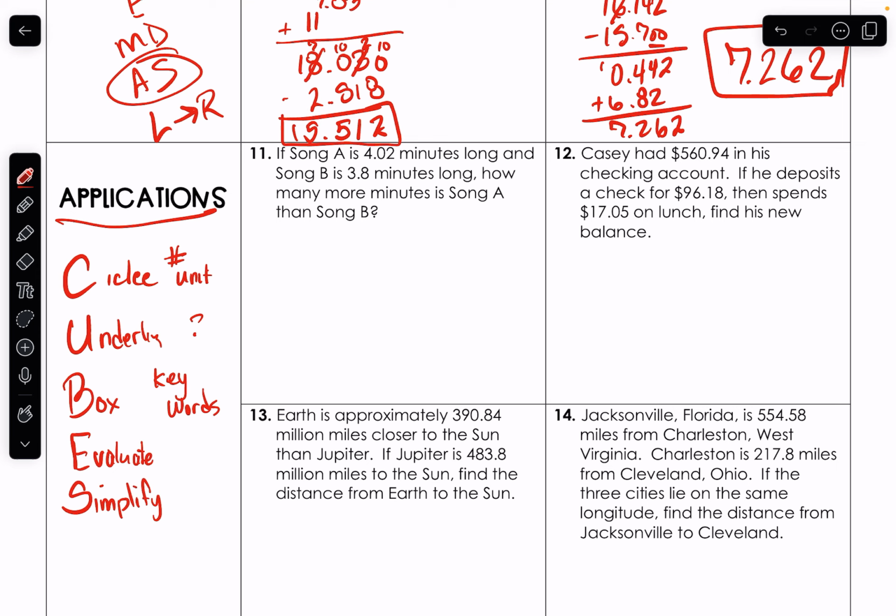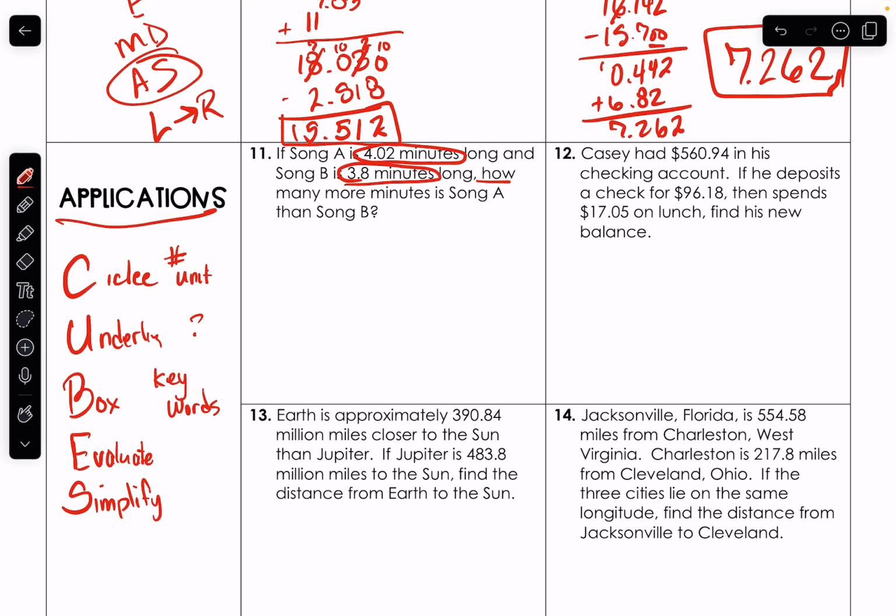So I read my question. If song A is 4.02 minutes long, song B is 3 8/10 minutes long, how many more minutes is song A than song B? So I'm going to look through, okay, my units. Here are my numbers in units. Okay, those are my two keys.